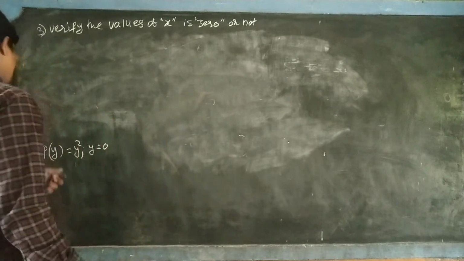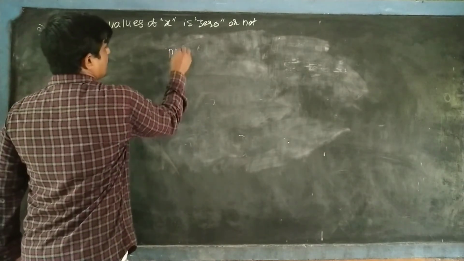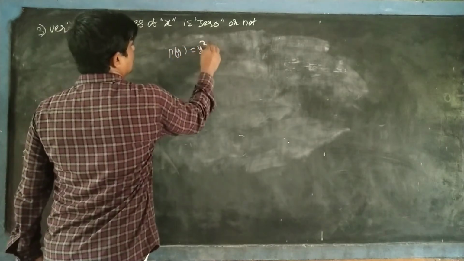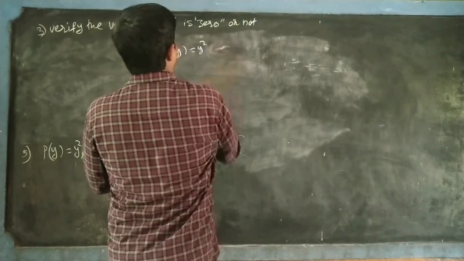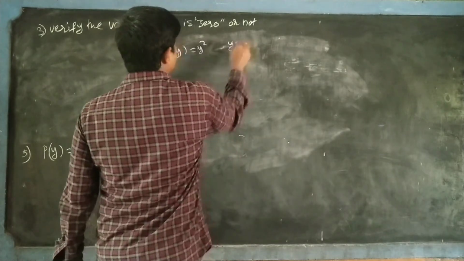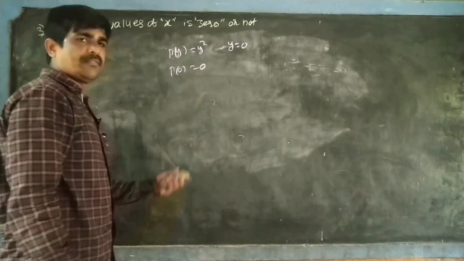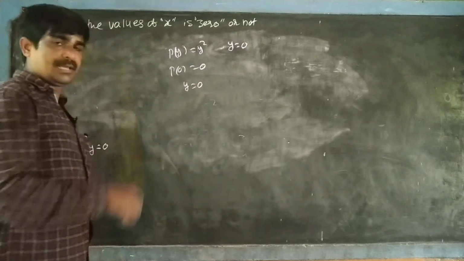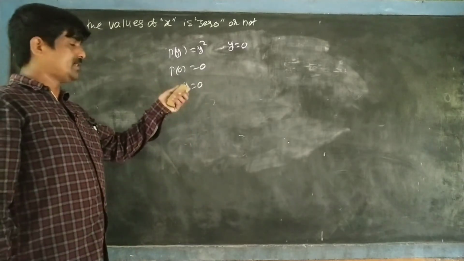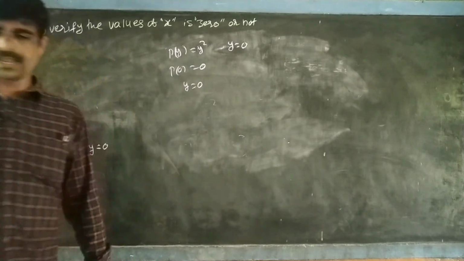Next, again one problem. P of y is equal to y power 2, that is equal to 0, and y is equal to 0. Simple. Y is equal to 0 means instead of y you are writing 0, the value is 0. Therefore, y is equal to 0 is the 0 of the given polynomial. Okay? Right. Carry on.